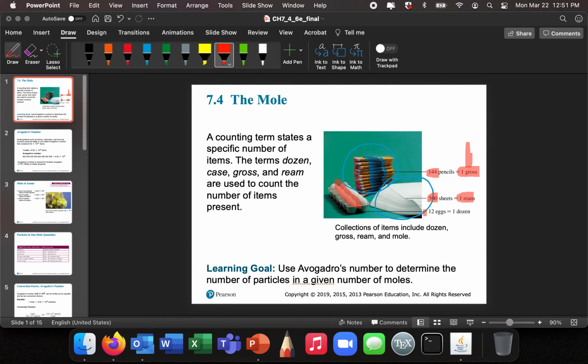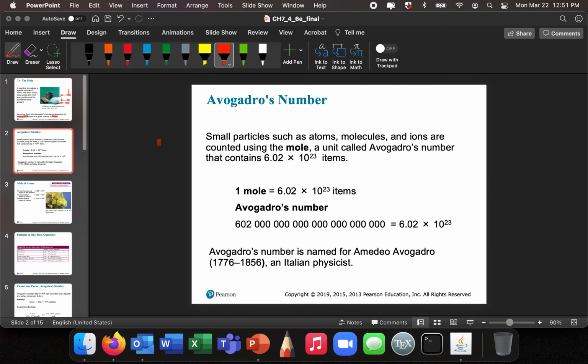500 sheets is one ream, or 12 eggs is one dozen. Then we are going to do the same thing as chemists. We're going to measure a large number of particles in a unit called moles, right? So you may have seen this before. Now, 1 mole is equal to 6.022 times 10 to the 23rd. Here we're only given 3 sig figs, okay? 6.02 times 10 to the 23rd items, and that is Avogadro's number.